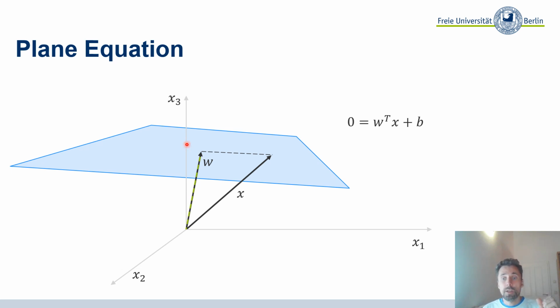And now you can see you have a vector W that points in a certain direction, and then all the other vectors that, when projected, give you the same number. They have to stay on this plane. So B, again, is a bias term, an offset that lifts up or down the plane in the direction of W.